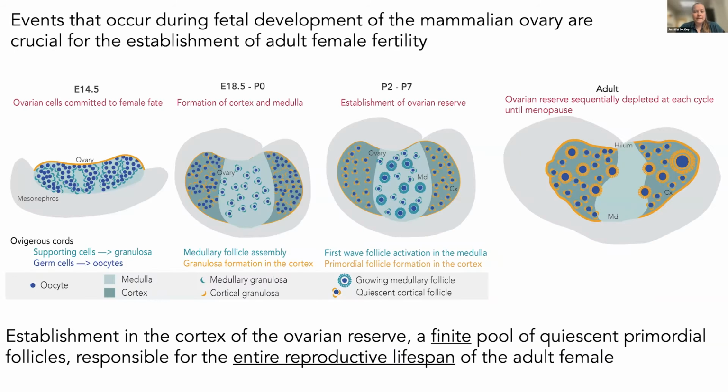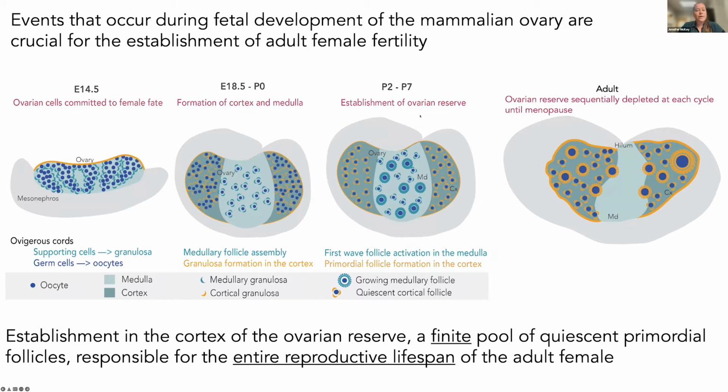During fetal development of the mammalian female, the ovary first arises as an elongated population of cells growing on top of the mesonephros. And among these cells, supporting cells differentiate into granulosa cells, while germ cells differentiate into oocytes. As development of the ovary continues, these two cell types assemble into individual structures called ovarian follicles that are defined by the presence of one oocyte and 2 to 3 granulosa cells.